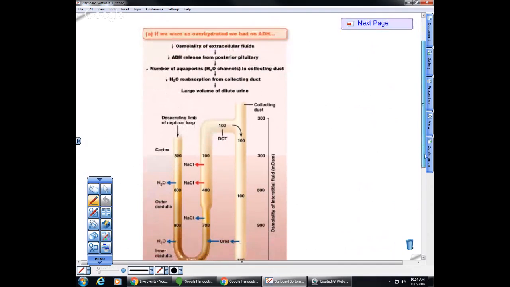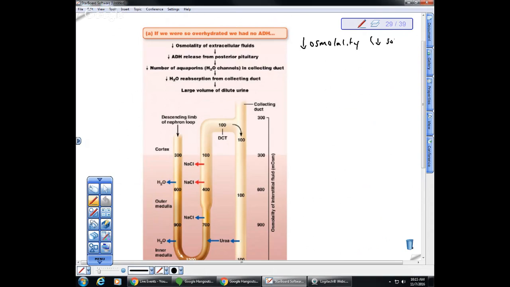So when we look at what happens if we are overhydrated, this means that we've taken in too much water and we need to get rid of some of it by passing it into the urine. We have the ability to measure the osmolality of the extracellular fluids, which is the solute concentration. So if there's a decrease in the solute concentration, this decrease in osmolality is detected and ADH is released by the posterior pituitary.